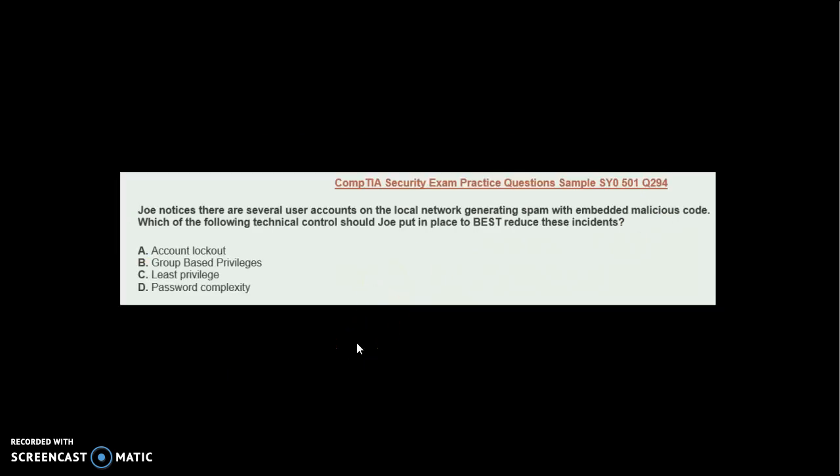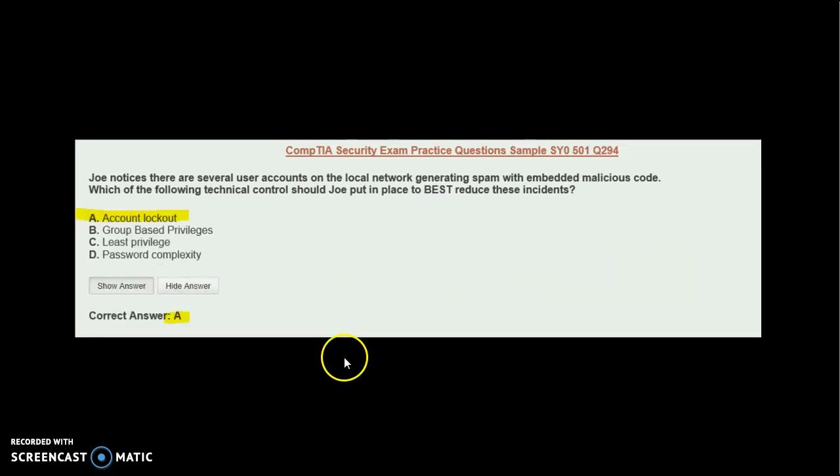Joe notices there are several user accounts on the local network generating spam with embedded malicious code. Which of the following technical controls should Joe put in place to best reduce these incidents? And that is A, account lockout.